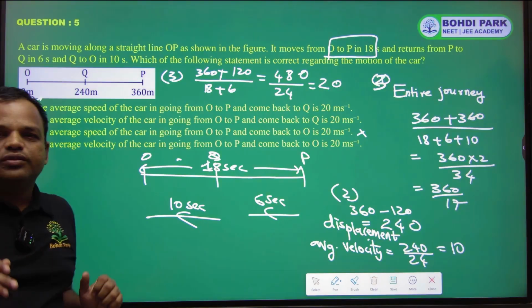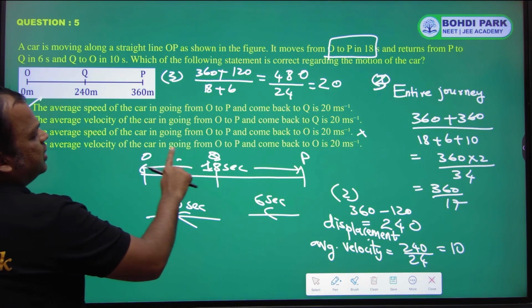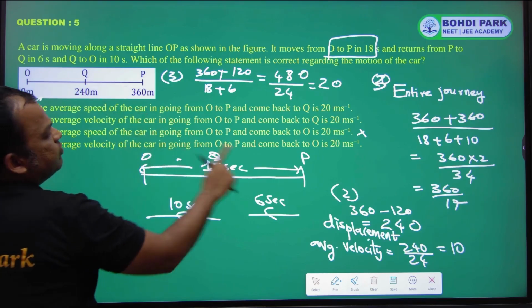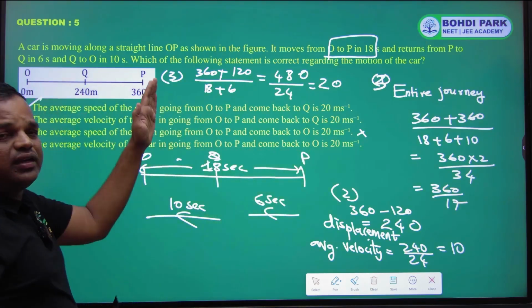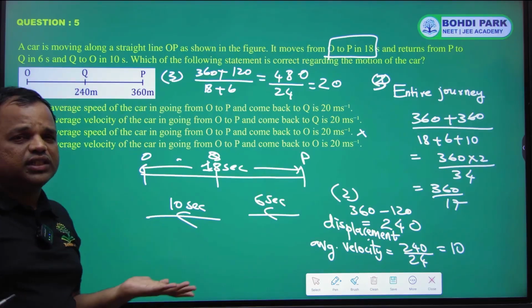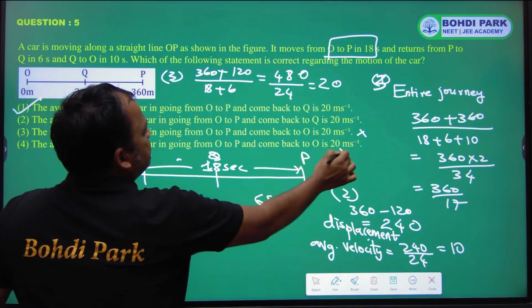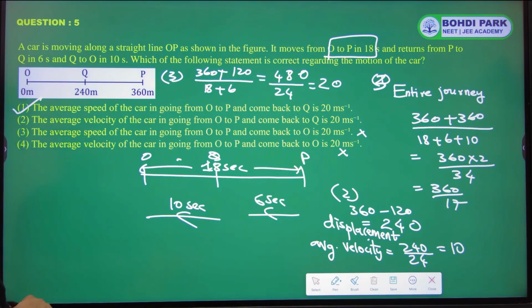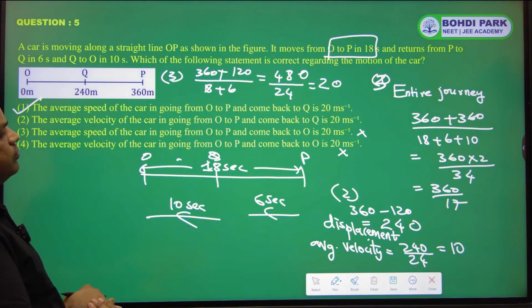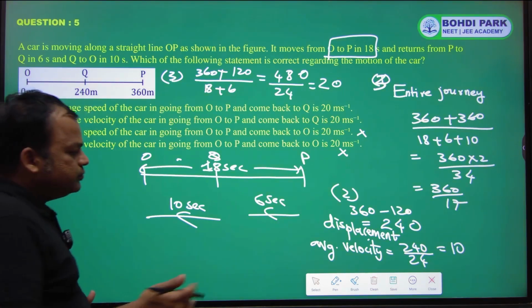Now we can check the fourth also. Average velocity of the car going from O to P and come back to O. So O to P and P to O, displacement is 0. So average velocity is 0. So the fourth option is also wrong. So our answer is first. That's it. Now next question.